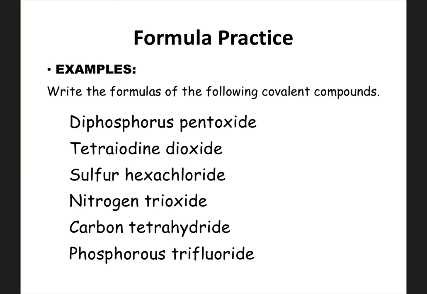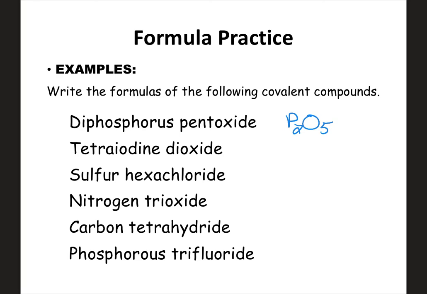All right. So when we do this one, we pull out the elements from the name. So I see phosphorus is the first element, and oxide would be oxygen for the second element. And then the prefixes tell us how many there are of each. So for phosphorus, there's di, so that's two. And for oxygen, it's pent, so that's five. So it's P2O5.